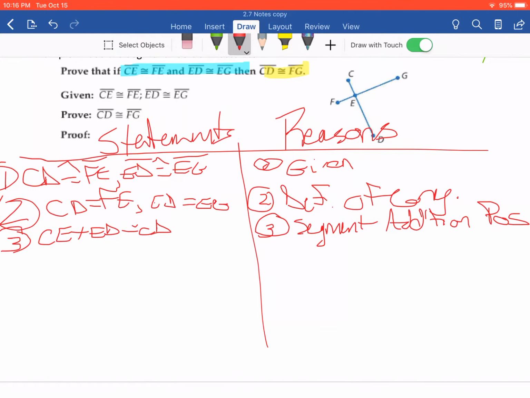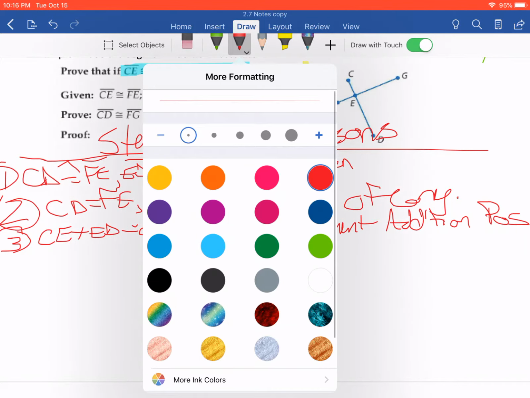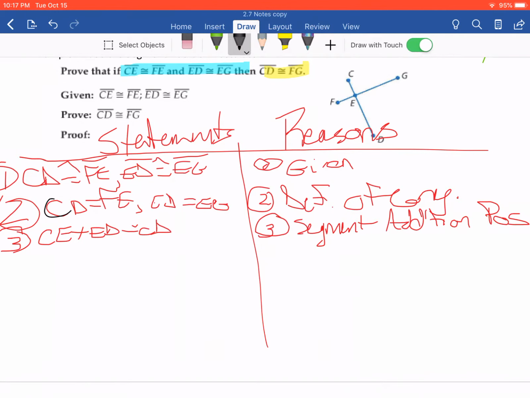So now I have that CE plus ED is equal to CD. I want to take a look here in step two and see if there's anything I can do with some substitution. In step two, this should be CE. This was a typo on my part. This should be CE is equal to FE, and ED is equal to EG.